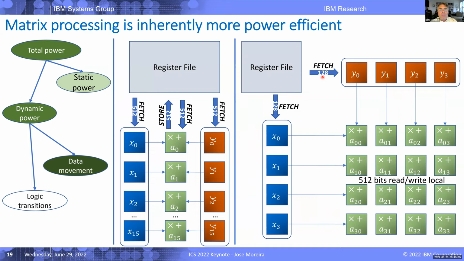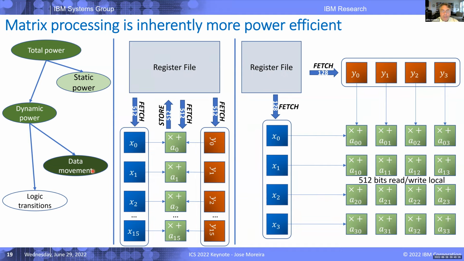Bits times distance. And these 512 bits, essentially you don't move. You have to move a little bit, but I'll show you when I get into the physical details that you actually move very little. So that's where the savings come. It's not from the logic transitions. You still have to do the work, right? We are doing the same computation. It's numerically the same result, but you move data a lot less, and that's where your savings come, okay?